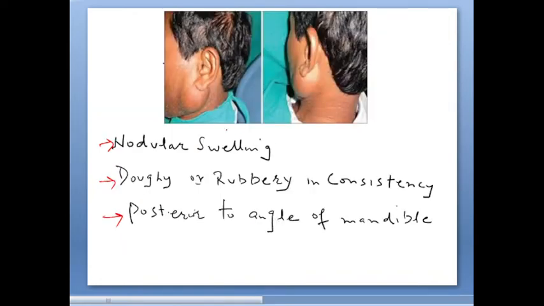Here again, this picture depicts a swelling below the lobe of the ear. It's a nodular swelling, is rubbery in consistency, and it is posterior to the angle of mandible. And this swelling again is asymptomatic.